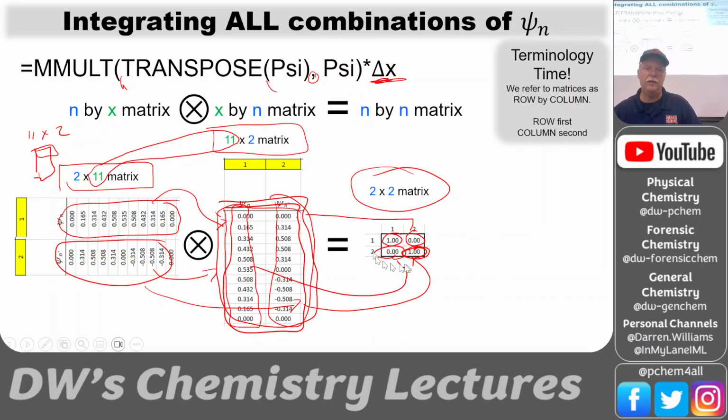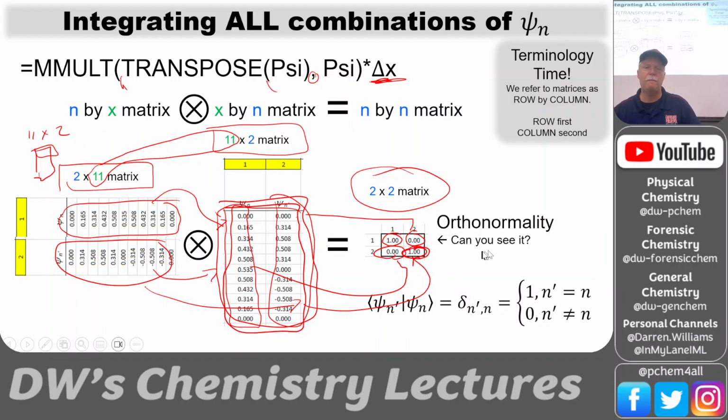And you get this, the integral of wave function 1 times 1, 1 times 2, 2 times 1, and 2 times 2. Okay. And we see that orthonormality, the Kronecker delta, where it's equal to 1 when n prime equals n, and it's equal to 0 when n prime doesn't equal n.